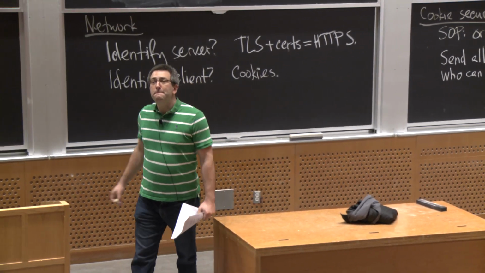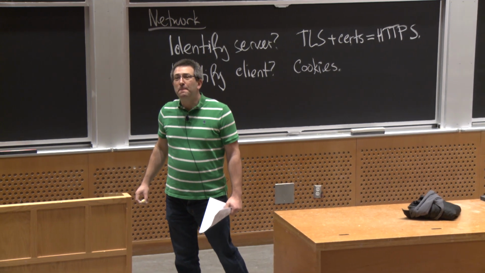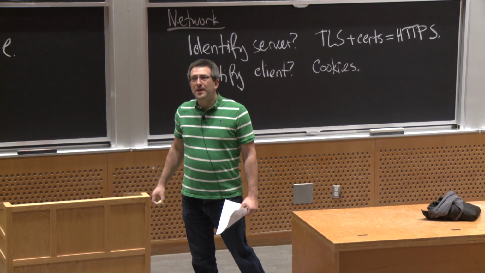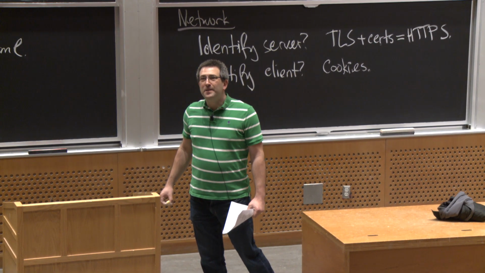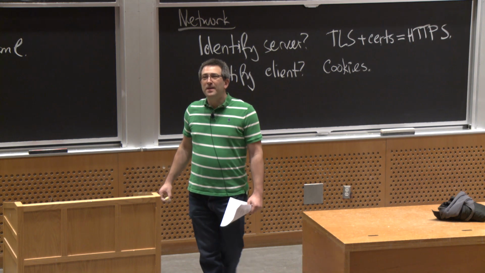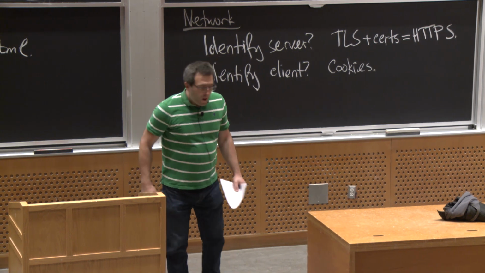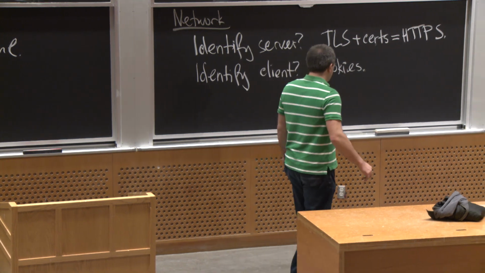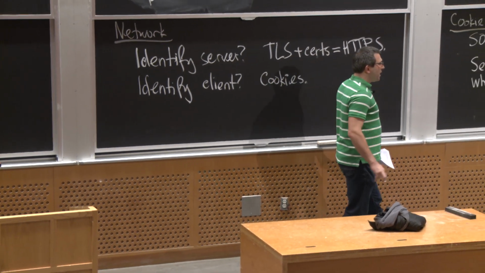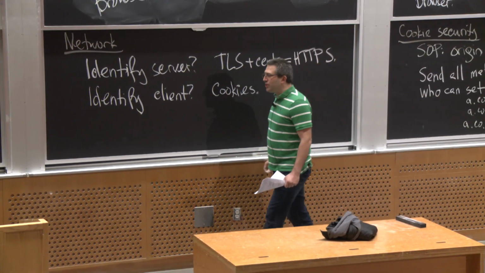Yeah? If you have multiple images of the same dimensions, how does it know that it's a valid image? Let's see. So what's the "it" that you're referring to there?